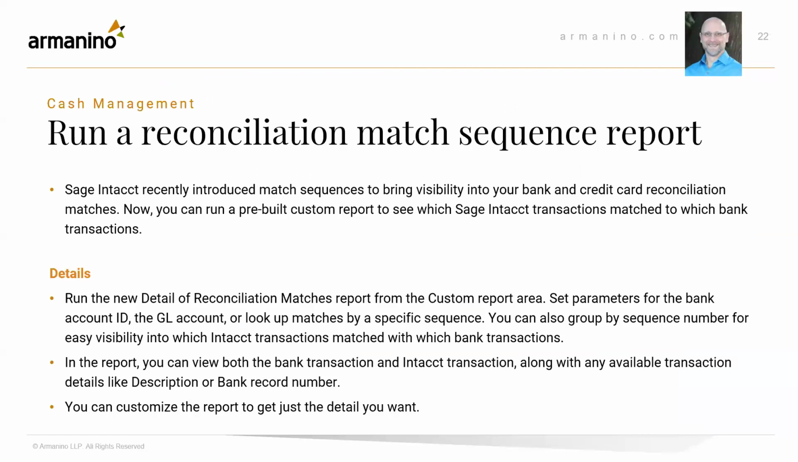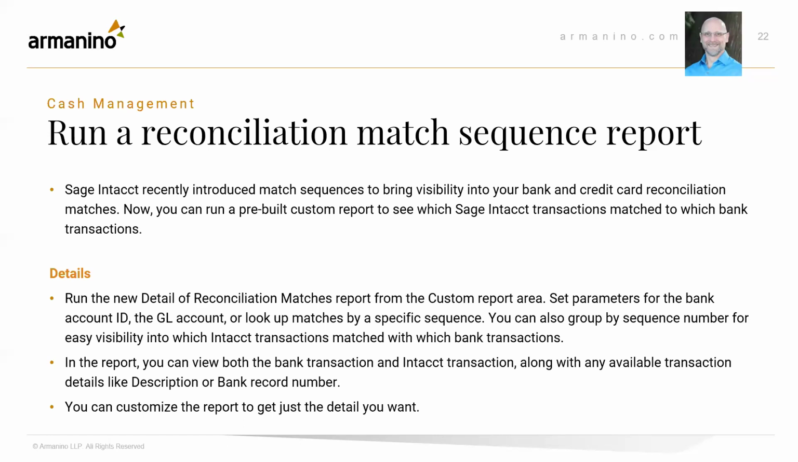Now you can run a reconciliation match sequence report. Recently introduced match sequences bring visibility into your bank and credit card reconciliation matches. Now you can run a pre-built custom report to see which Sage Intacct transactions matched to which bank transactions.